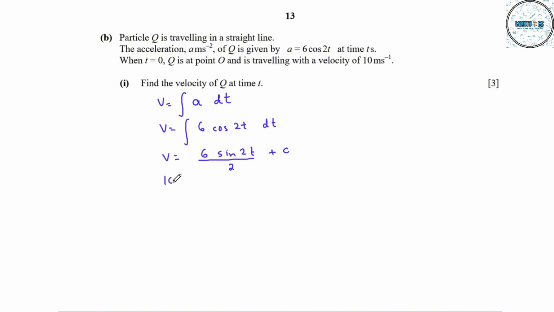Now we will substitute the value of velocity v as 10 and t as 0. So 10 is equal to 6 sine 2 into 0 upon 2 plus c. 6 sine 0 upon 2 will be 0. So c is equal to 10. Velocity of Q at time t is 3 sine 2t plus 10. We can cancel out this 2 and 6.